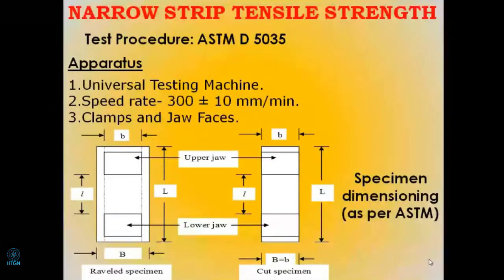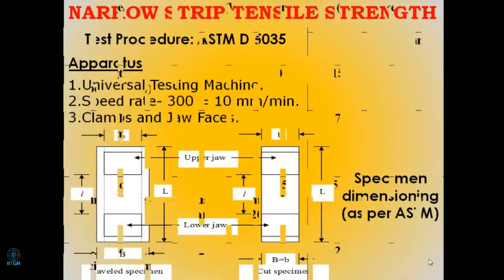These are the two samples: raveled specimen for the woven kind of geotextile and cut specimen for the non-woven. This capital L is the full length of the samples. I have already discussed the kind of samples we are selecting. L is the full length, which includes the jaw portion as well as the gauge length. And small m shows the gauge length. B is the width of the samples which we have to cut from the lot.